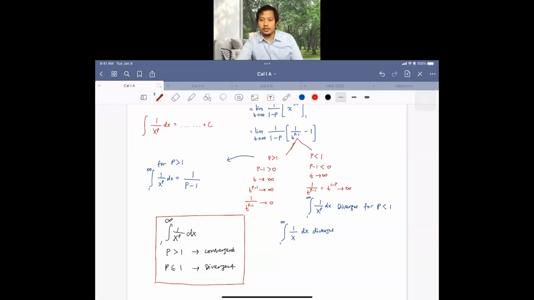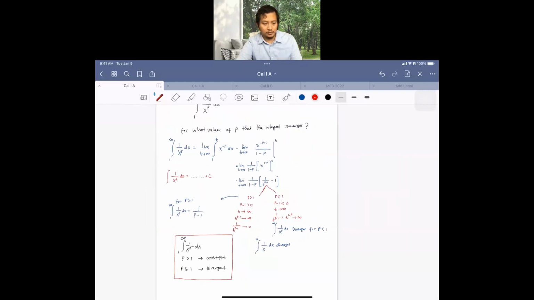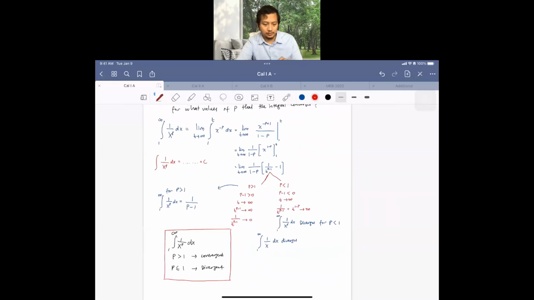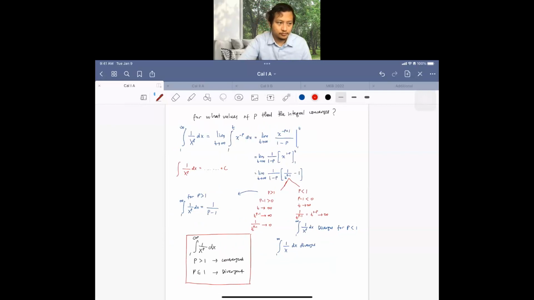Okay, any questions? So mostly this is the infinite interval. And the next section is supposed to be the discontinuity integral.